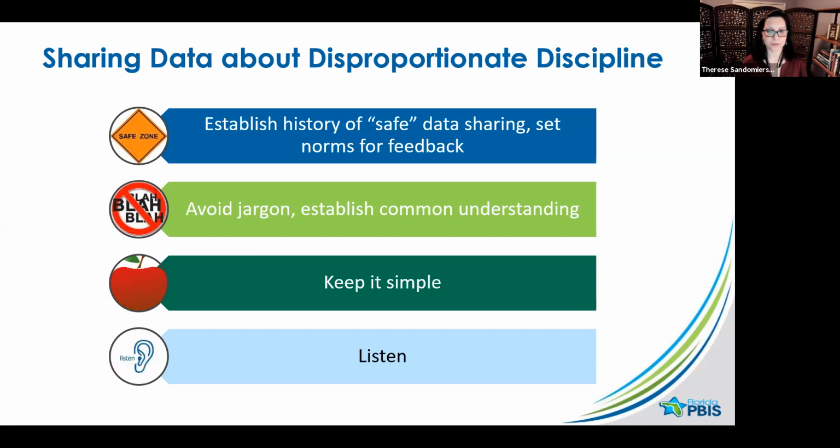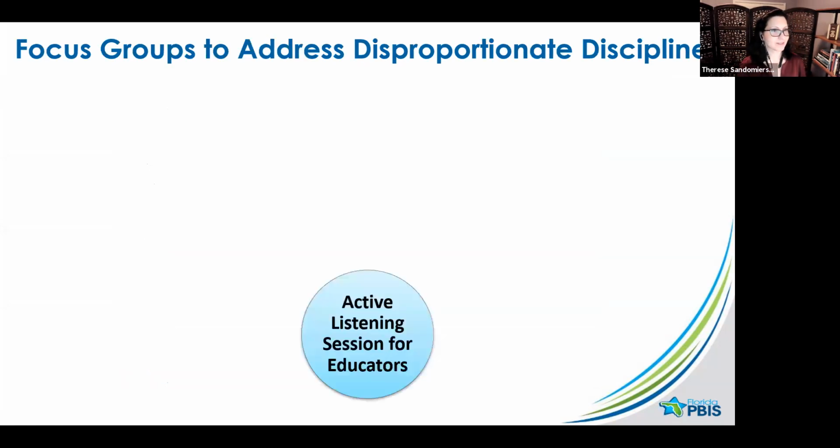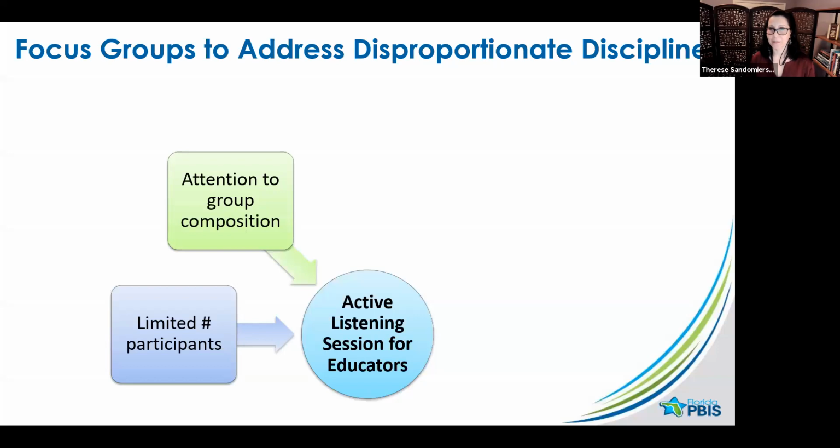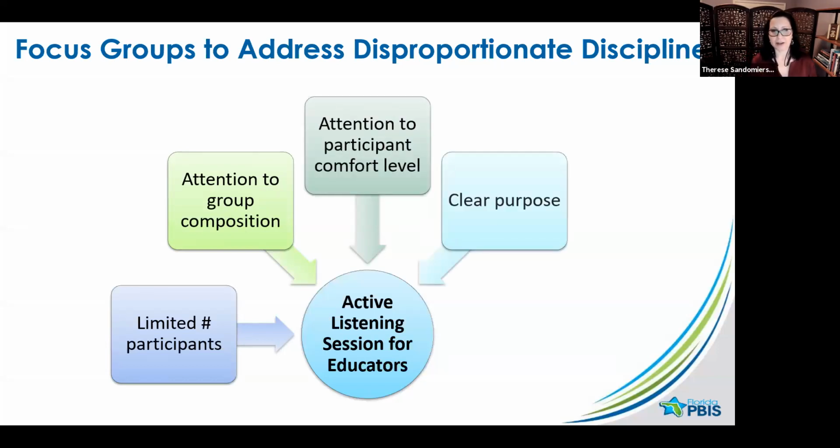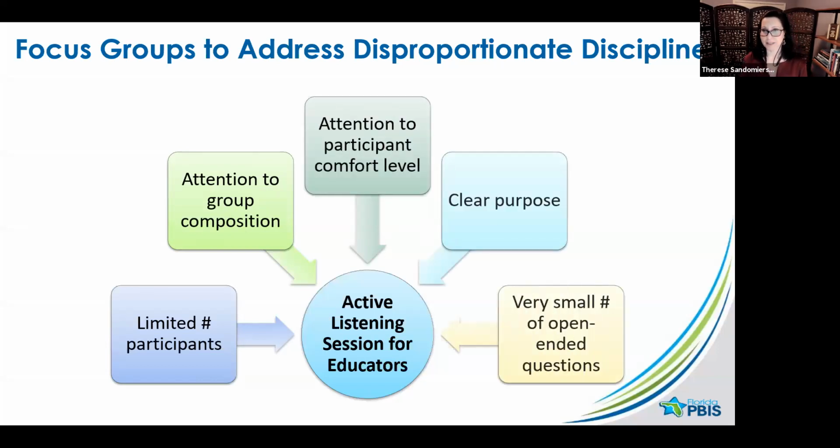Your focus groups really need to be more of an active listening session for educators, right? The purpose of having a focus group to address disproportionate discipline is to hear from the families who are impacted by that issue. And so if as an educator, you're doing a lot of talking during those focus group sessions, that's a flag that you're off track. Some other characteristics that'll help is keeping the number of participants in your focus group limited.